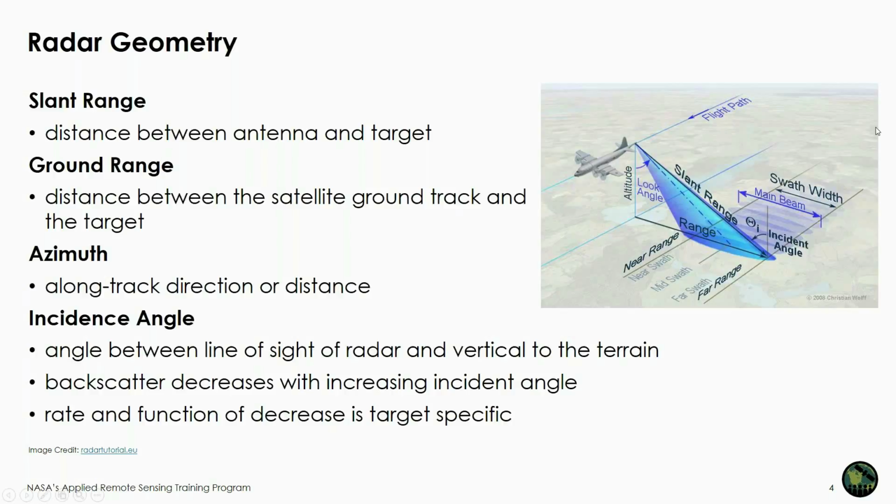Incidence angle is also an important parameter that we should understand, and that's the angle between the line of sight of the radar and the vertical to the target. And you see incidence angle here. So it's this angle, and it's a complement of the look angle that we see here. Backscatter decreases with increasing incidence angle. That's an important factor that we should consider, and that rate and function of decrease in backscatter with incidence angle is very much target specific.